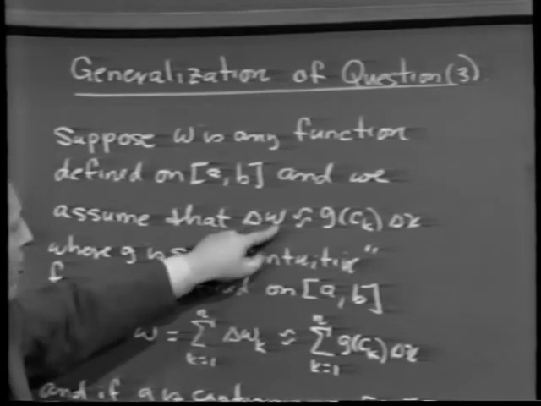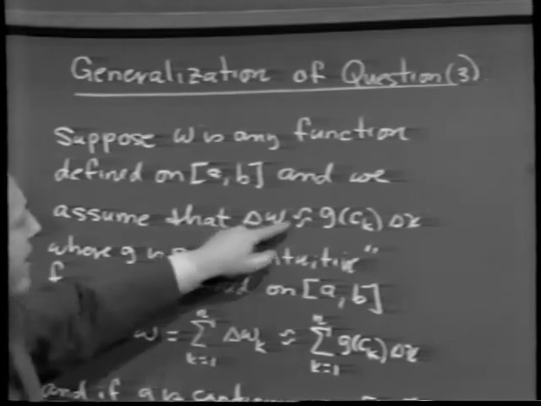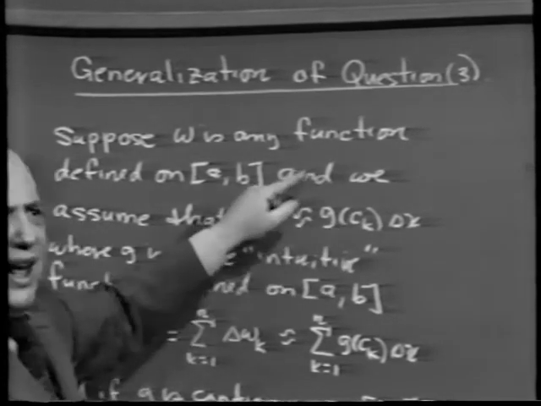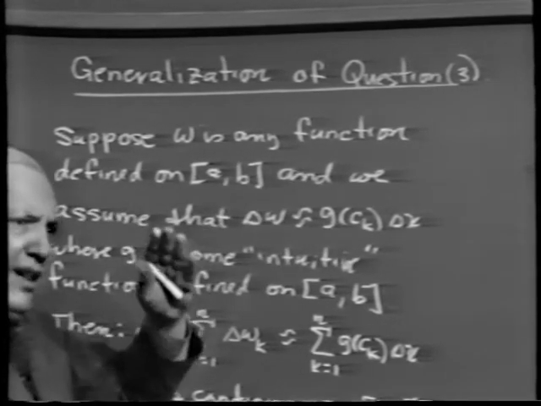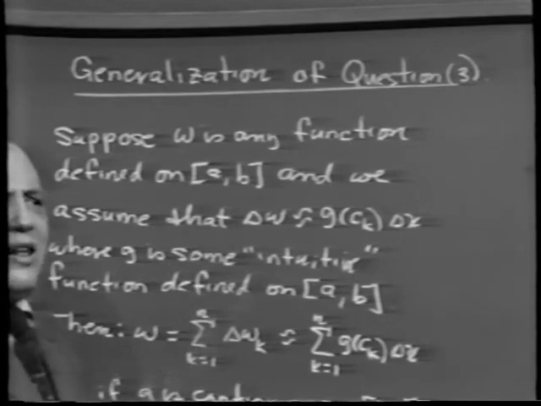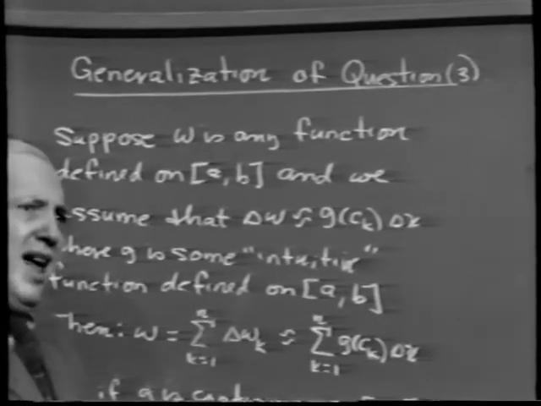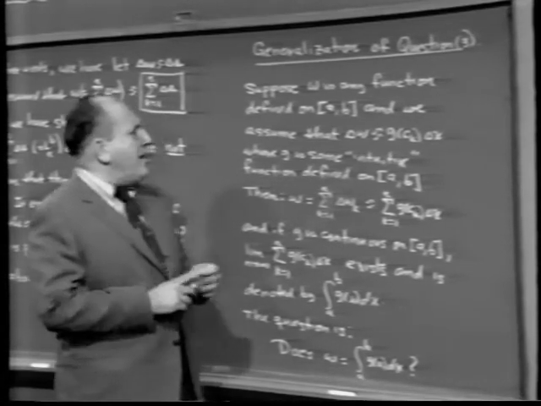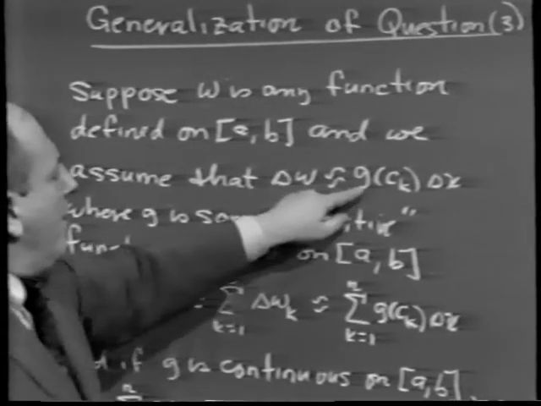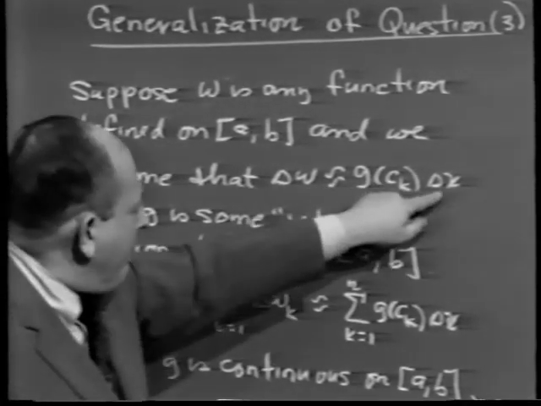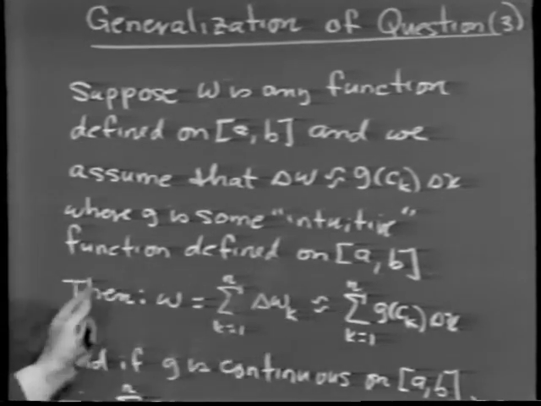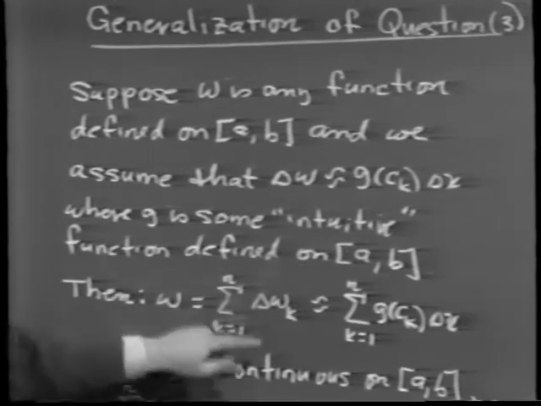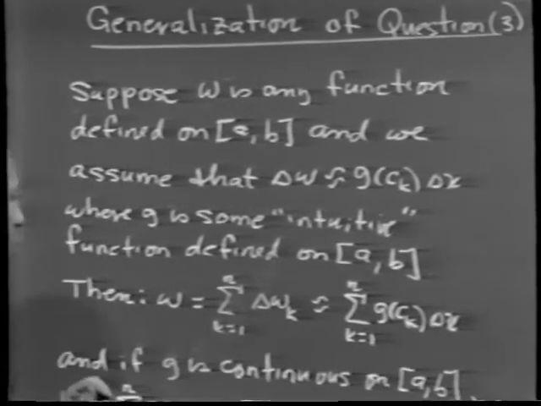In the area situation, remember we approximated delta A by something times delta x. Well, what times delta x? It was the height of a rectangle. In other words, we look at the thing we're trying to find, we use our intuition, and this is difficult because intuition varies from person to person, and we say, what would make a good approximation here? We say, okay, let's approximate delta W by g of c sub k times delta x, where c sub k is some point in the interval, etc. Then we add up all of these delta W's as k goes from 1 to n. We say, okay, that's approximately this thing over here.